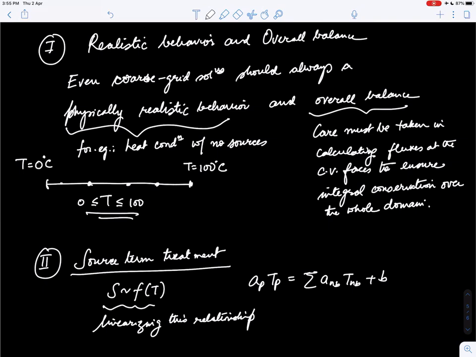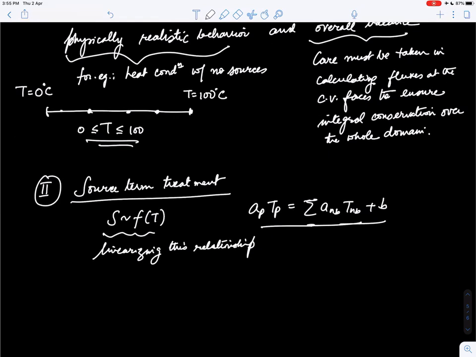Then only can we actually cast our system into this discretized form. When I say linearizing, what it means is that we need to express S bar as some constant plus a quantity which is basically a coefficient of temperature times the temperature at that point. So this is the constant which doesn't change, the constant part.